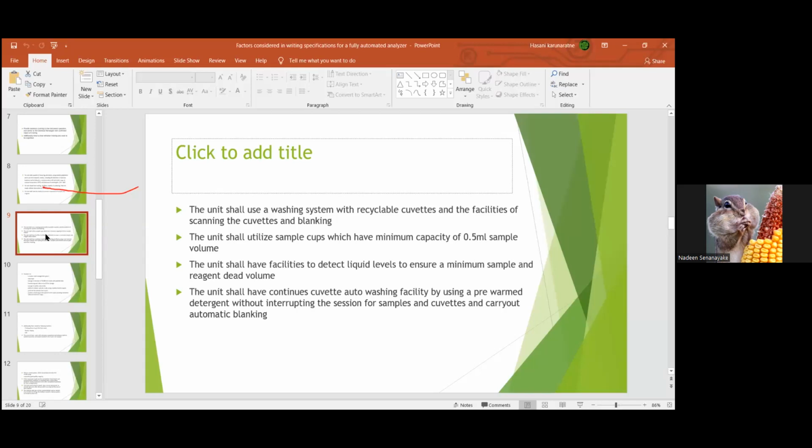And the unit should have continuous wet auto washing facility by using a pre-warm detergent without interrupting the session for samples and crates, and carry out automatic blanking. That is for if the machine is using recyclable crates. If the machine does not use recyclable crates, then this statement does not belong to the bidder.